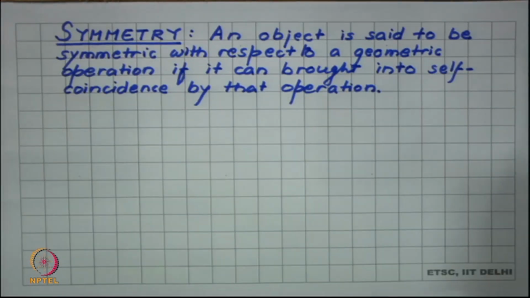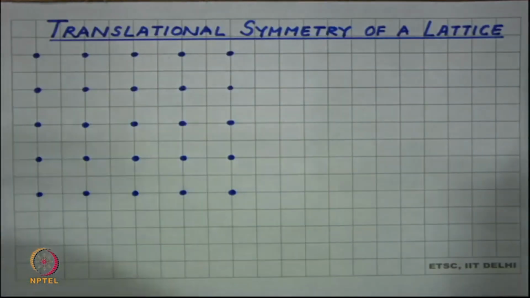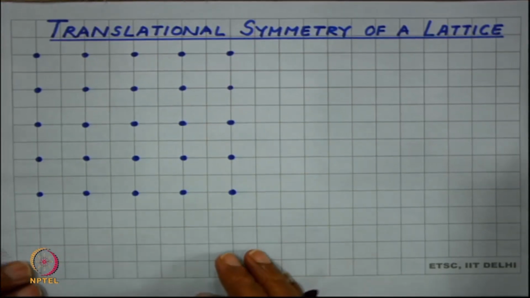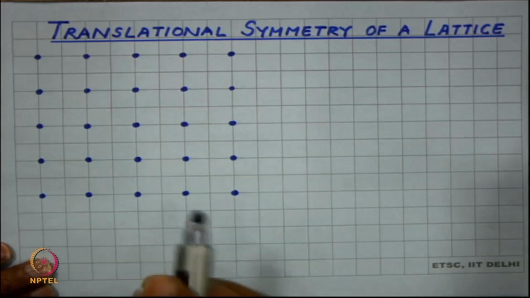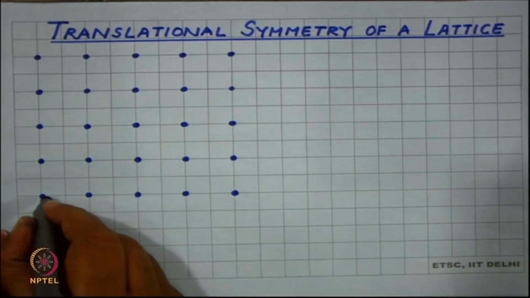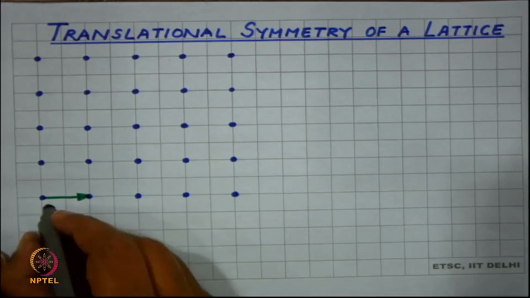This definition appears to be a little bit abstract, but it will become concrete if we look at some examples. So, we begin with the example of a familiar two dimensional square lattice. Any vector from a given lattice point to another lattice point is a lattice translation. So, let me mark a lattice translation. From one lattice point to another lattice point, I draw this vector. This is an example of a lattice translation.